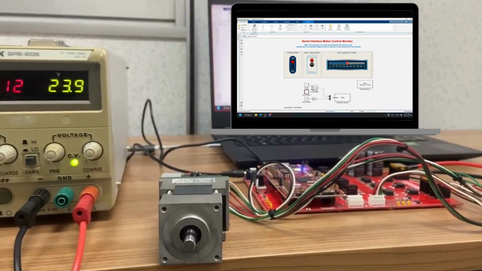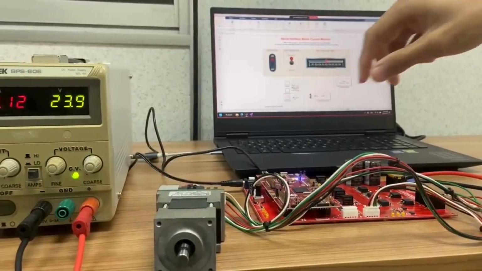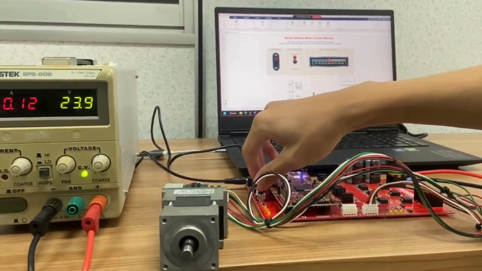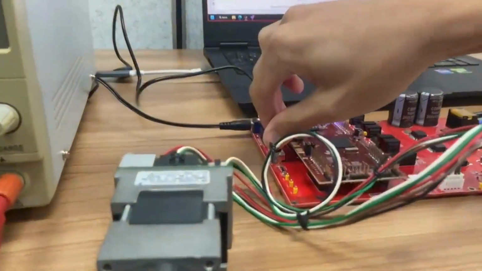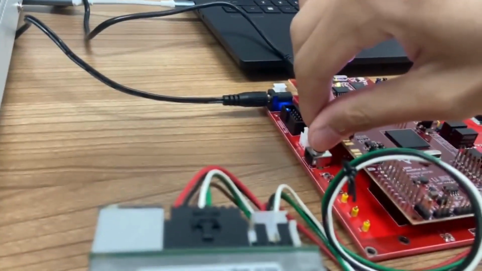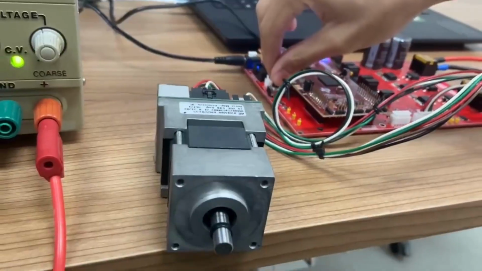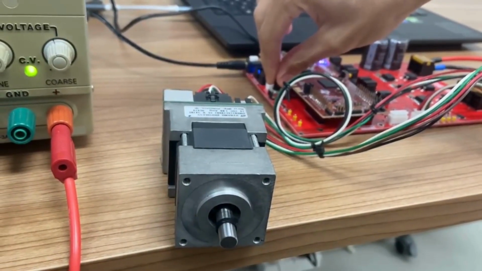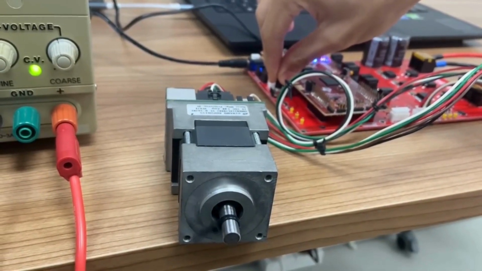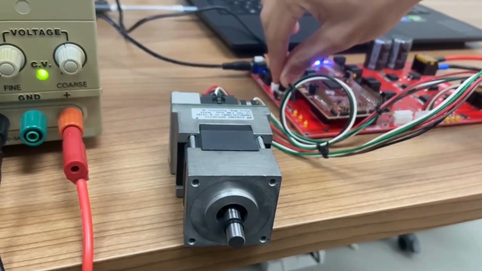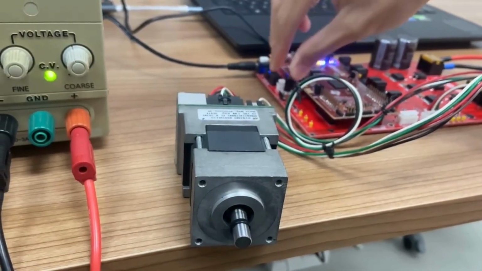Lastly, we switch the duty selector back to hardware, and then we adjust the knob at the BLDC motor controller to control the speed of the BLDC motor. It can be seen that as we raise the speed setting, the motor speed increases too.